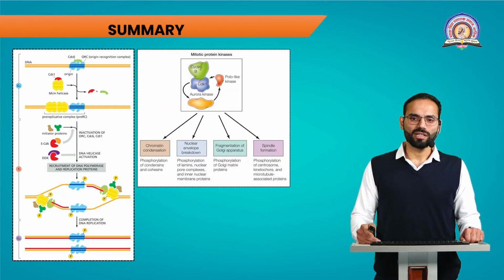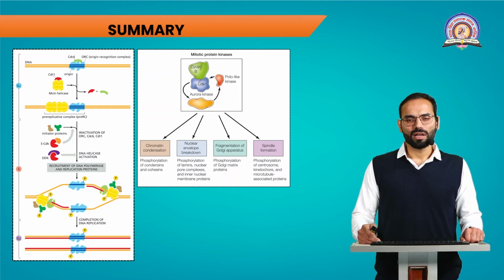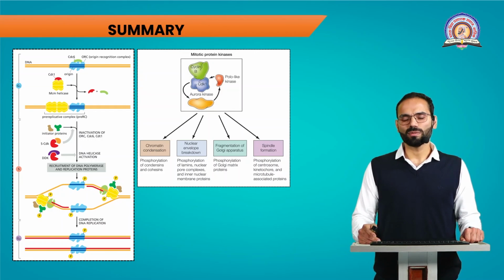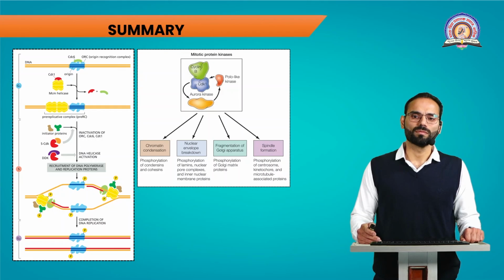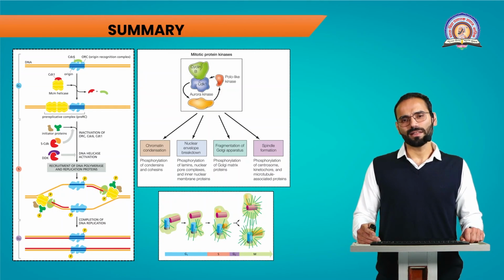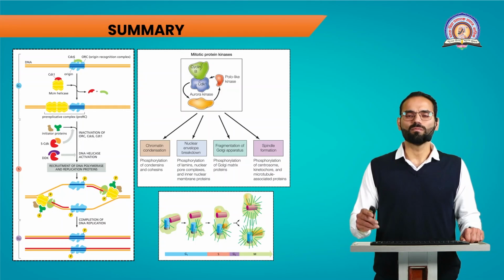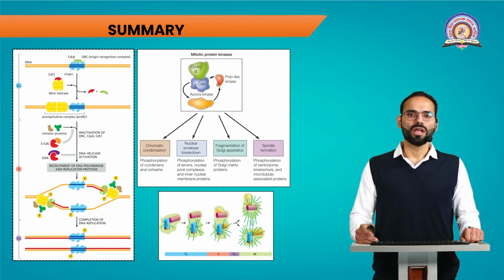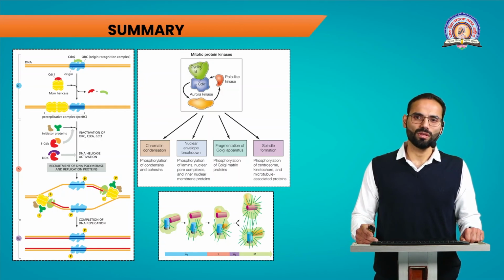kinase that work in a feedback loop and activate each other, which carry out a variety of transactions during the process of mitosis. And that includes chromosome condensation, nuclear envelope breakdown, and fragmentation of the Golgi apparatus, as well as the spindle formation, which is because of phosphorylation of the centrosomes. And we have also seen the duplication of centrosomes, which are important to radiate these microtubules, which in turn attach themselves at the centromeric site with the help of a huge proteinaceous structure, the kinetochore, and that results in the segregation of the sister chromatids.